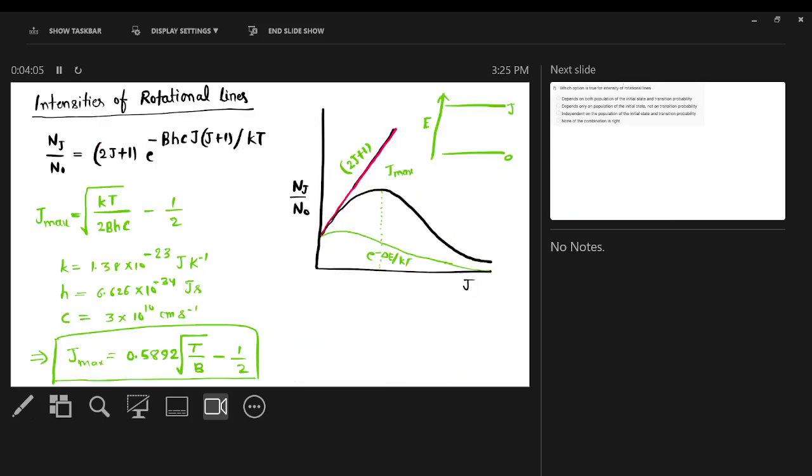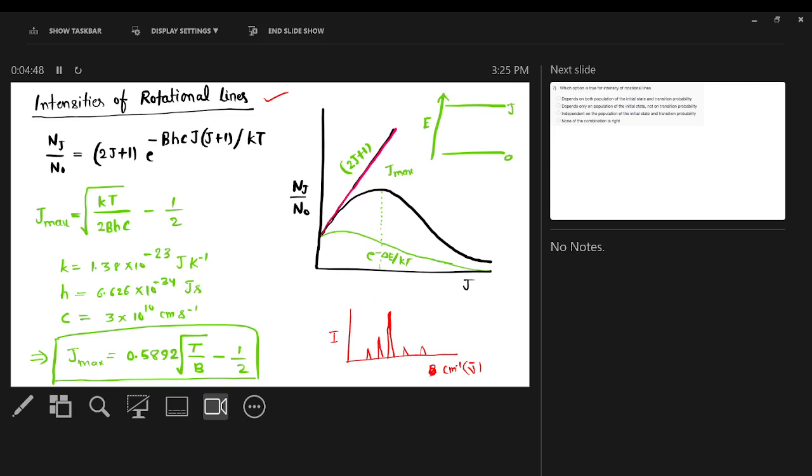Further, we also saw in the last lecture the intensity of rotational lines. We saw the rotational structure of carbon monoxide, something like this. This is intensity, and this is wave number in centimeter inverse. We can see here that the intensity of this peak is higher than the others. Why is it so?